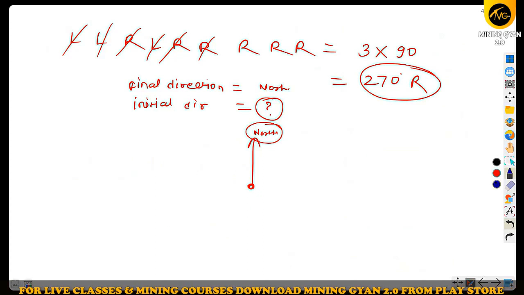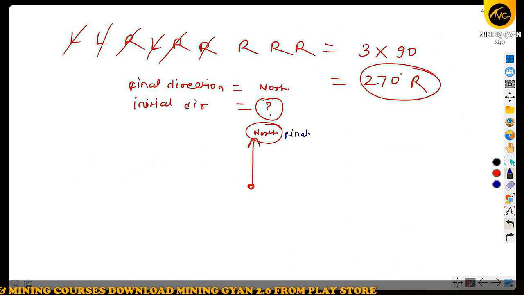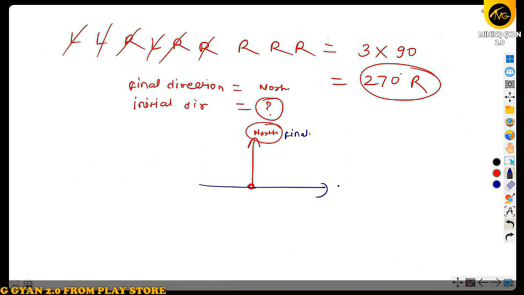Okay, how can we find out the initial direction? Because this is his final direction. So just assume where he is initially standing, and then he turns right 3 times, and he goes to the final direction, that will be north direction. So basically it will be east direction, or south, or west. There are 3 chances where he can initially start from.